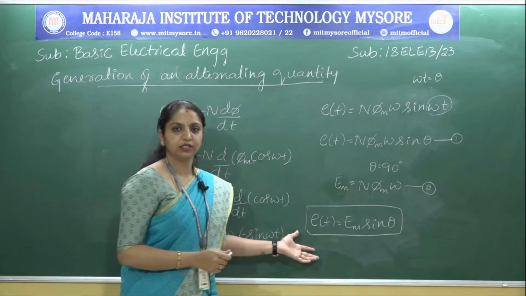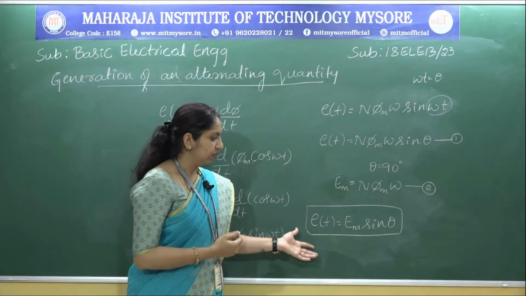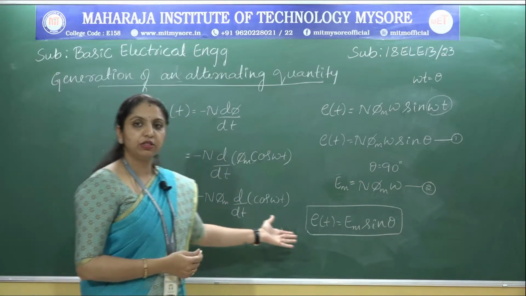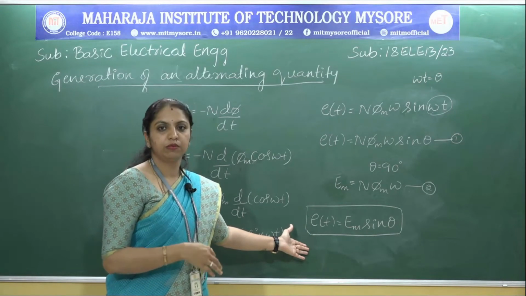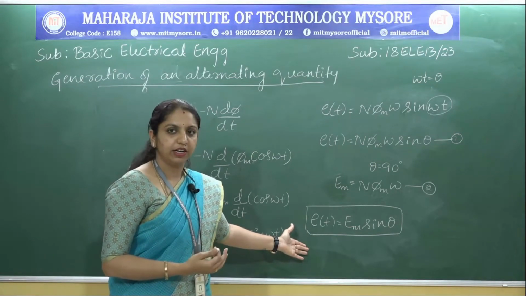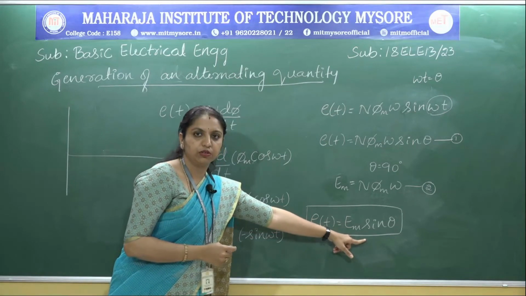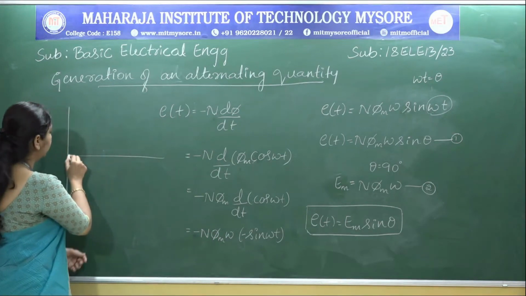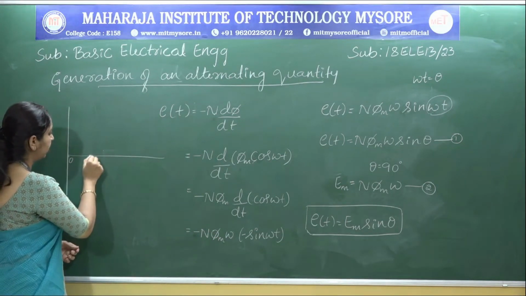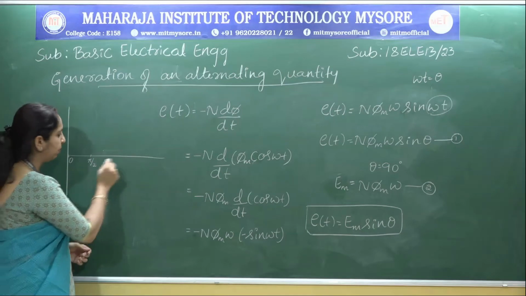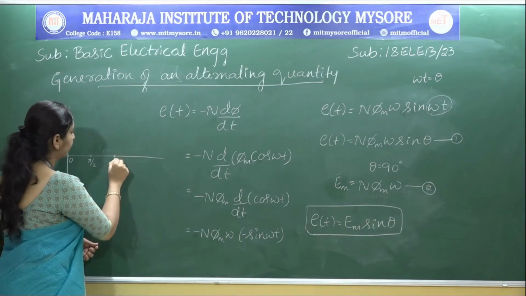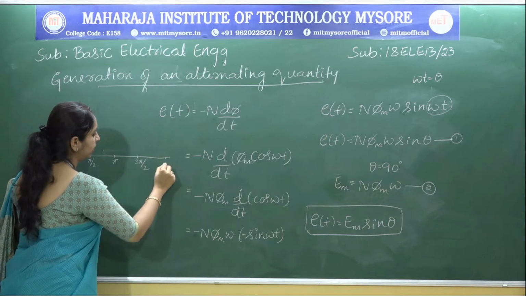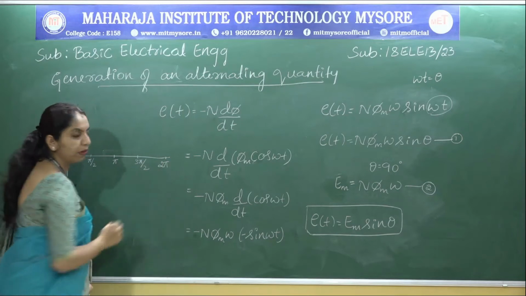Okay, so this is the last expression of alternating quantity. Now, based on this equation, we will see how the alternating quantity can be generated. When theta is equal to 0, we have to substitute the values of theta here, and before that you need to label it. So like now we have 0 here, and let us consider this as pi by 2, pi, 3 pi by 2, and next is 2 pi.